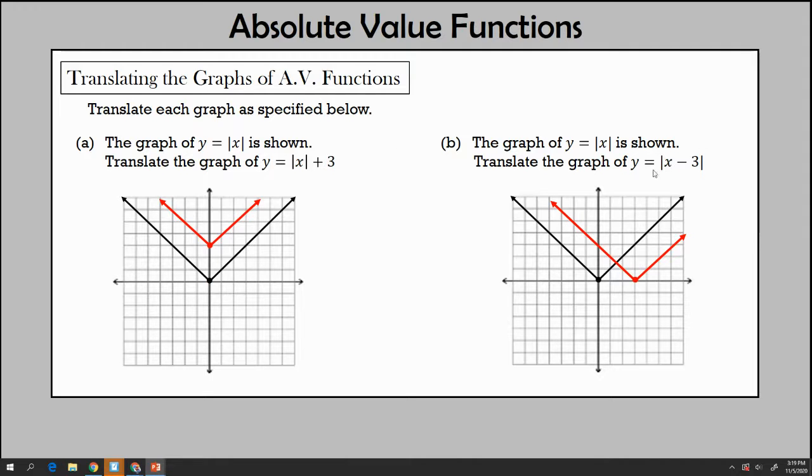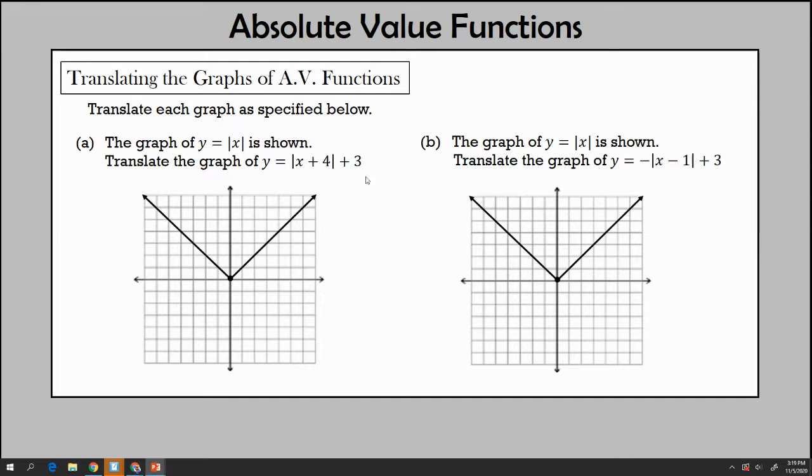Now we can make a table of values and show you that this is the way it is, but I'll leave that up to you if you want to verify. Okay. Now let's put 2 together here. So here's our parent function. Now we're going to make the graph of the absolute value of X plus 4 inside absolute value, and then +3.